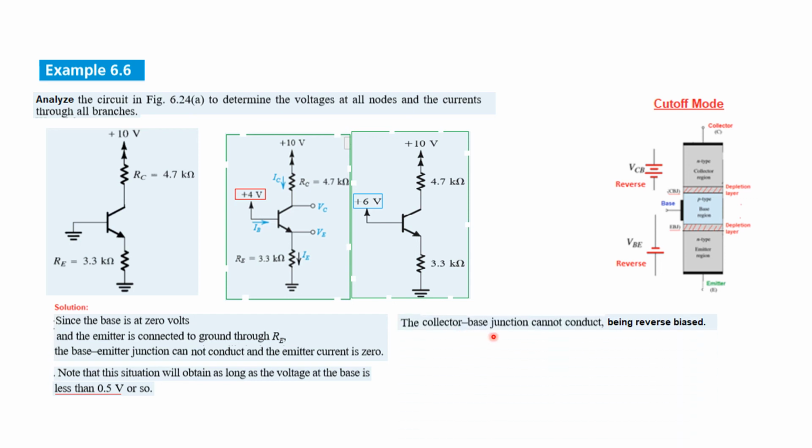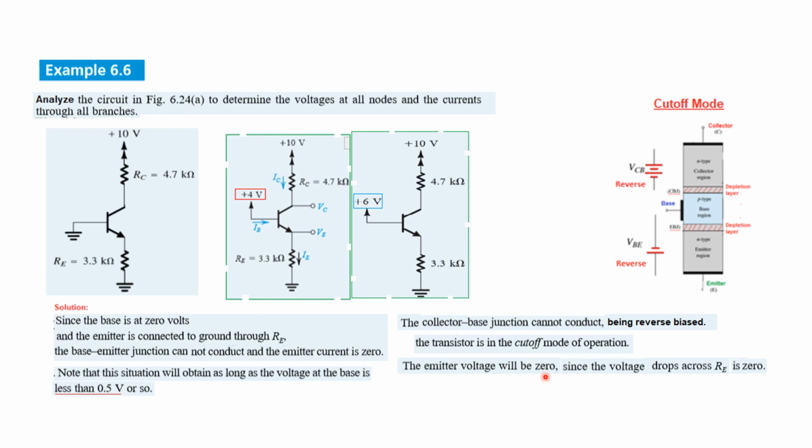Now the collector base junction cannot conduct, being reverse biased. Now this is 10 volts, so this point will also be at some positive value, and this is ground. So this is also reverse bias. The collector is positive and the base is negative. So this is also reverse bias, ensuring that this is in cutoff mode. The transistor is in cutoff mode of operation.